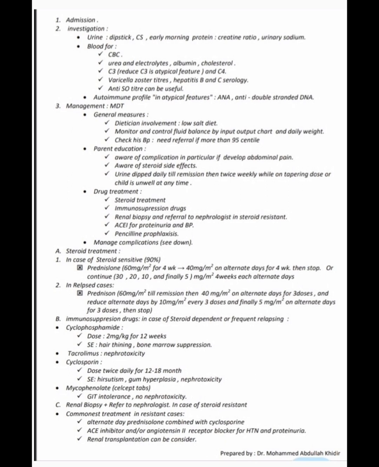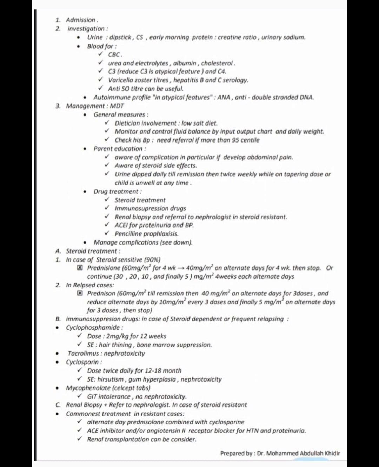Number 2 is in relapsed cases. Prednisolone 60 mg per meter square till remission, then 40 mg per meter square on alternate days for 3 doses, and reduce the alternate days dose by 10 mg per meter square every 3 doses, and finally 5 mg per meter square on alternate days for 3 doses, then stop.